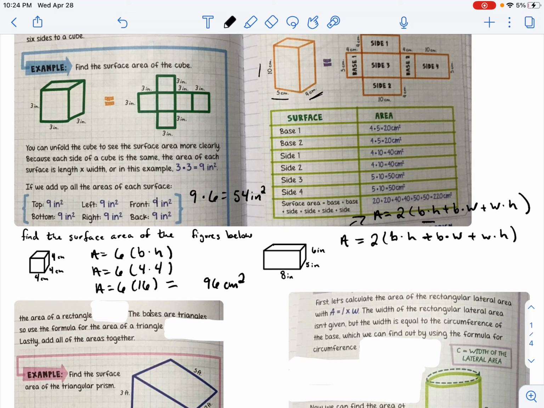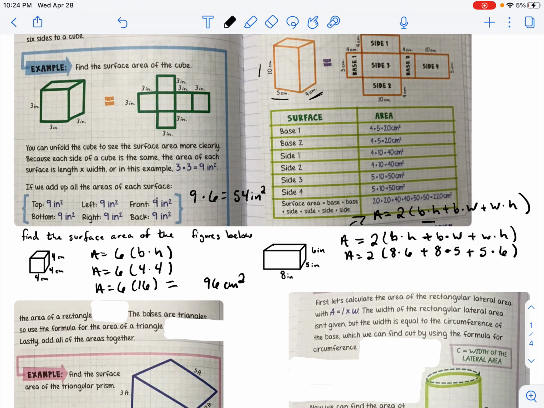Okay, so now I can fill in what I know. So area equals 2 times, my base is 8, my height is 6, plus my base, which is 8, times my width, which is 5, plus my width, which is 5, times my height, which is 6.